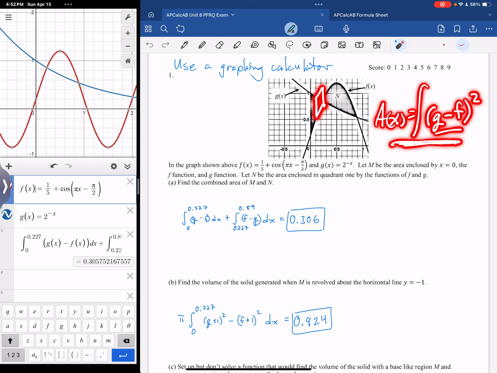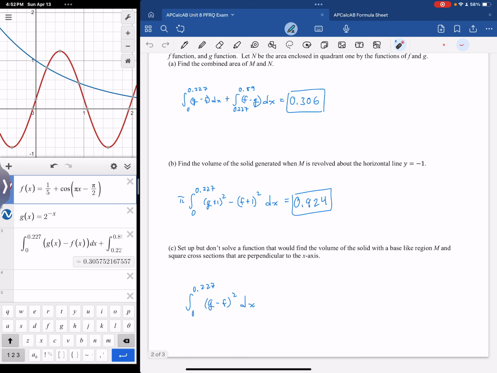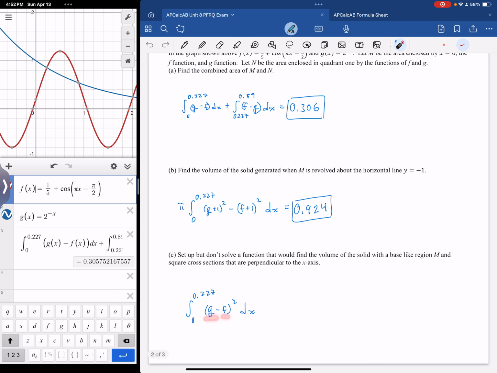Now you just have to integrate this, and you got it. You're done. Don't forget your lower and upper bound though. So that's what we have down here. We have g minus f, and we're squaring it. It just so happens that this one's also a square, but those were circles. This one's a square. That's why there's no pi. And we have my lower and my upper bound. And that's how you would set it up.